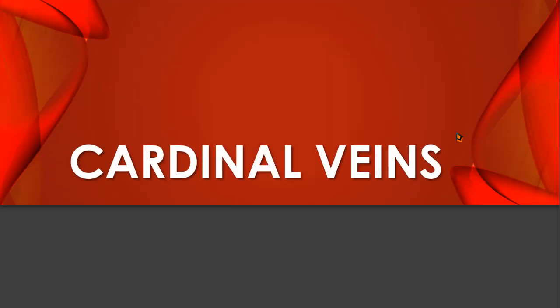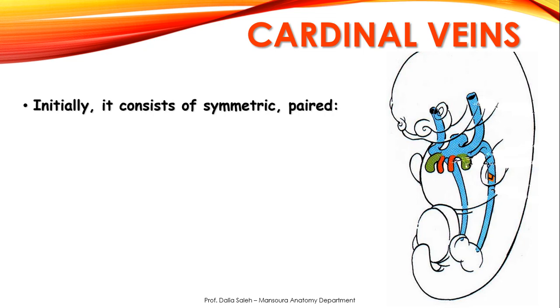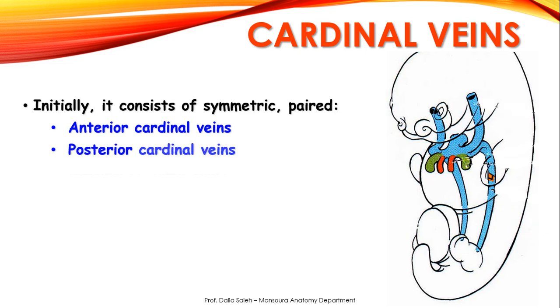Next, we'll talk about the cardinal veins, and it is a little bit more complicated than the vitelline and the umbilical veins, so bear with me. So initially, the cardinal veins are symmetric, made of the following: anterior cardinal veins, posterior cardinal veins. They drain into the common cardinal vein. We have one on the right side and another one on the left side.